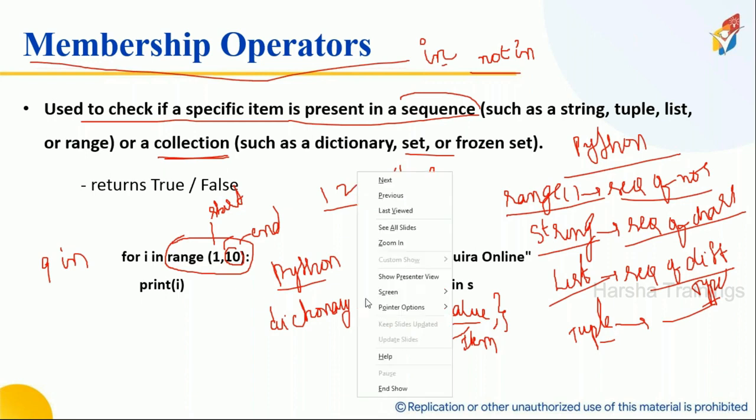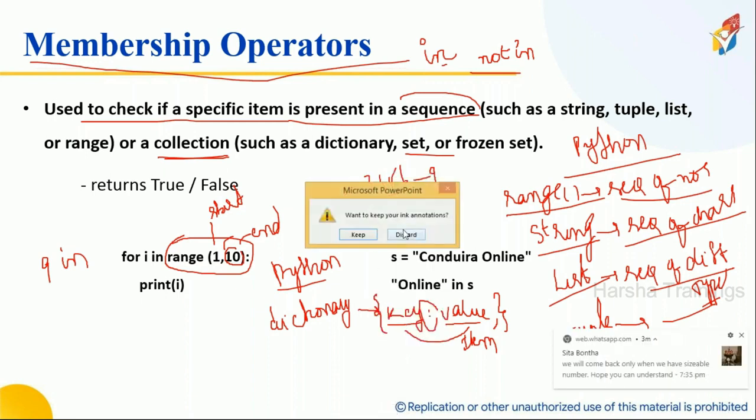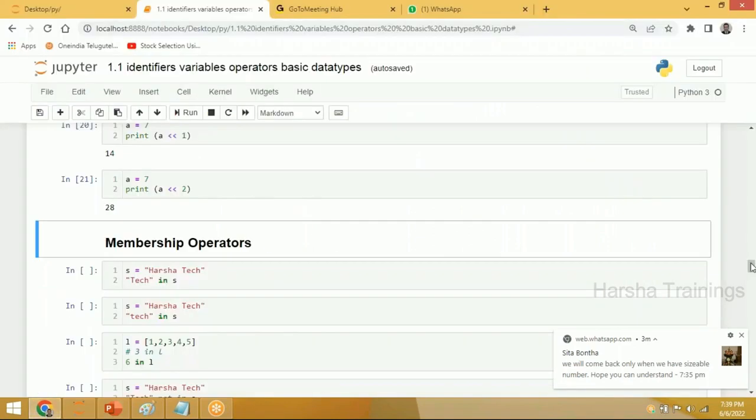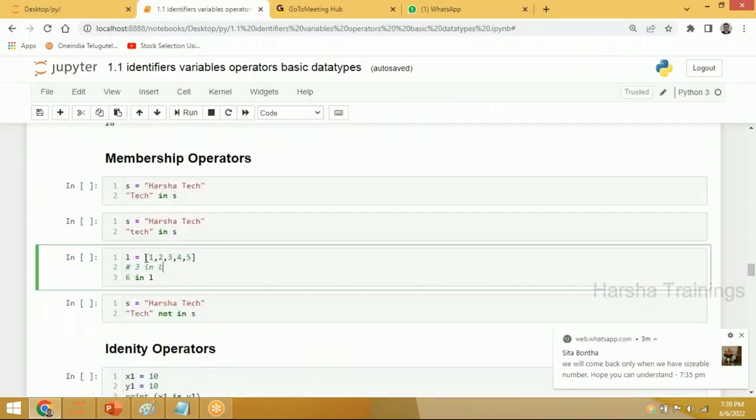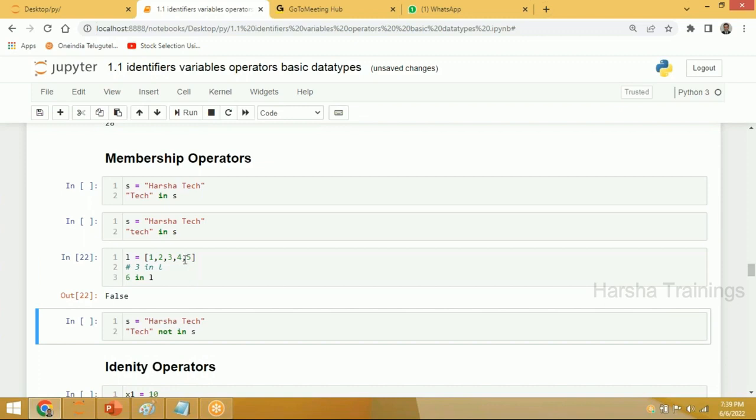Let me take an example. Let me go to the Jupyter Notebook to explain more. Look here. I have a list, 1, 2, 3, 4, 5. The "in" operation returns true if my element 6 is available in this list. Can you please respond? Is 6 a part of this list? 6 in L. Here the "in" operation returns false because 6 is not part of that list.